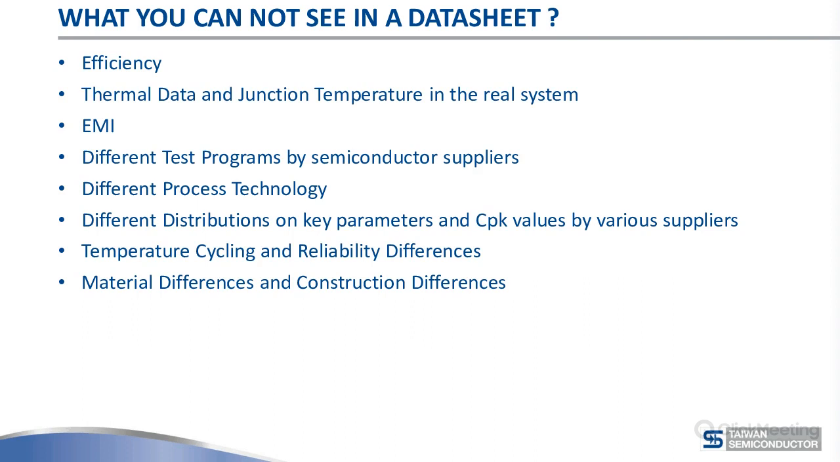For the other invisible parts in the datasheet, I would like to go from the bottom to the top. So material differences and construction differences are quite important for bridge rectifiers, for example. Temperature cycling, differences in back-end assembly methods, reliability differences in front-end manufacturing methods: those are things you may want to discuss with your supplier. Different distributions, we're going to have a specific slide discussing that in detail. Different process technologies should be clear to everybody that they make a difference.